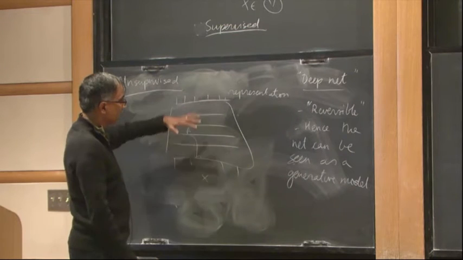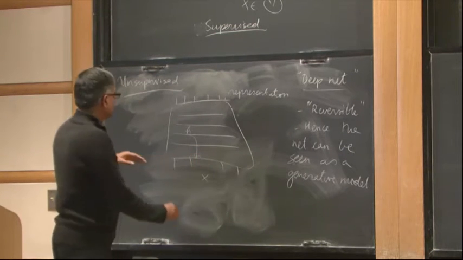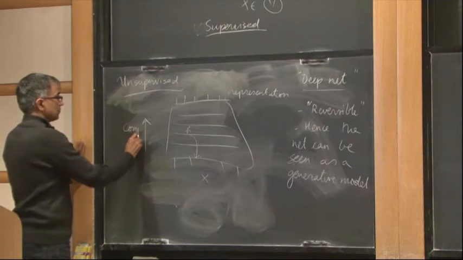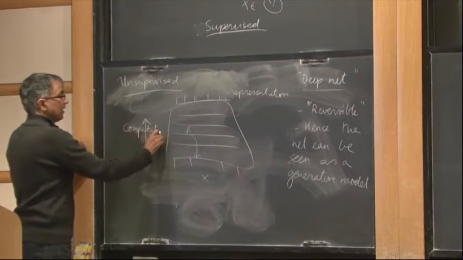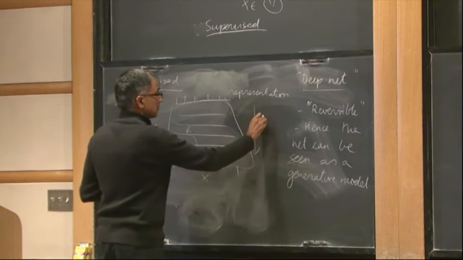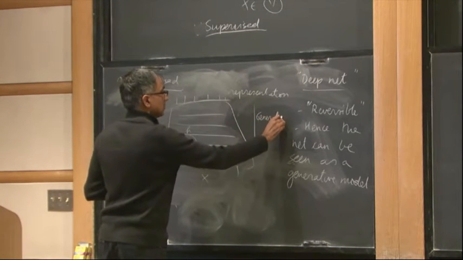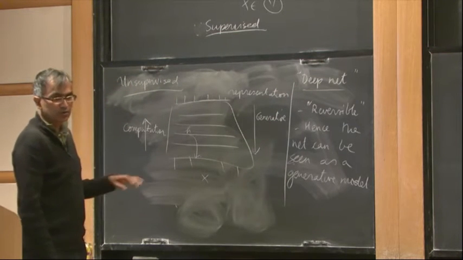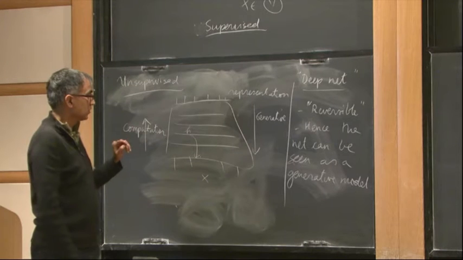The generative model is this direction. This is the computation. You transform input into a hidden representation, and this is the generative model. So what's the distribution of the output that is generated? We don't know the distribution of the output that is generated. That's what I'll talk about more.